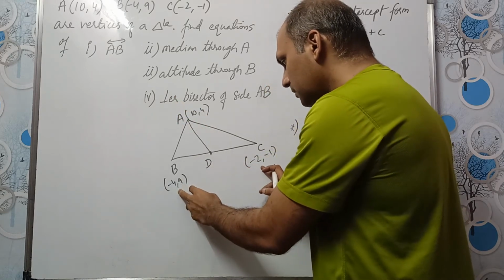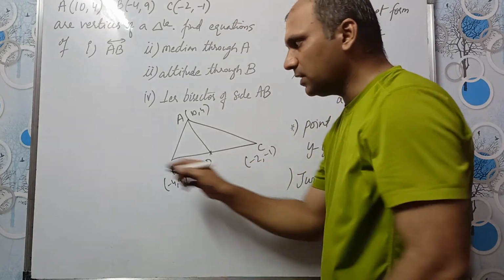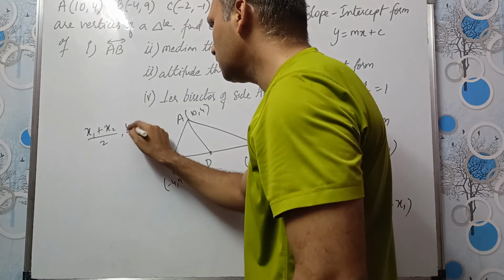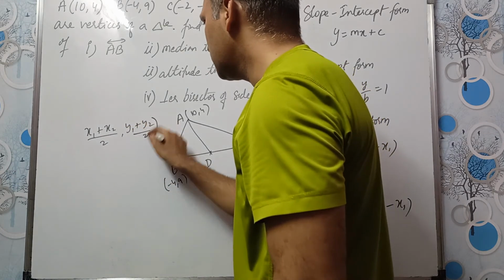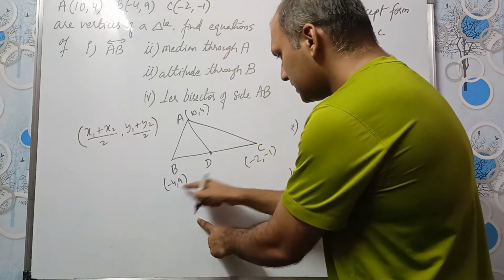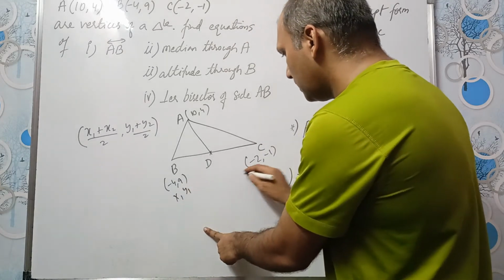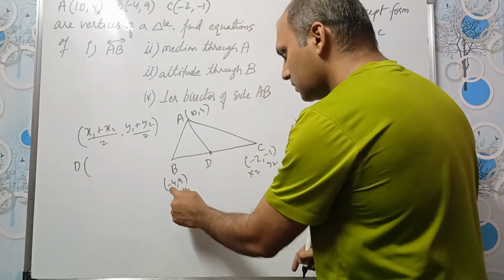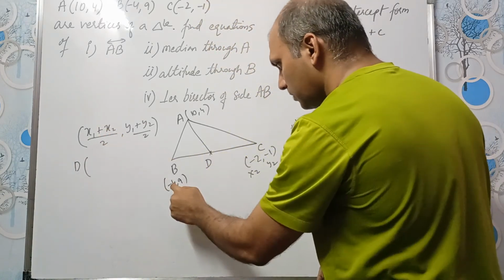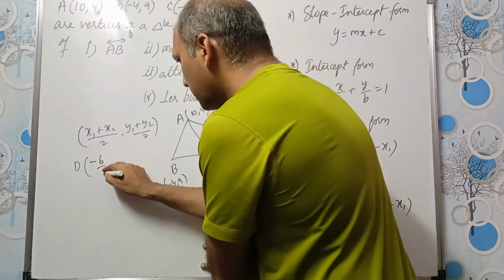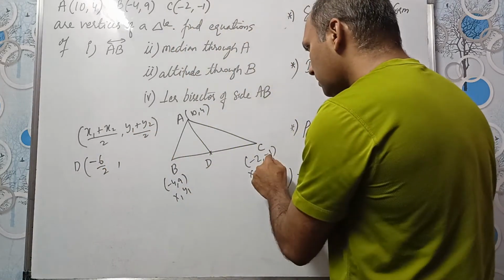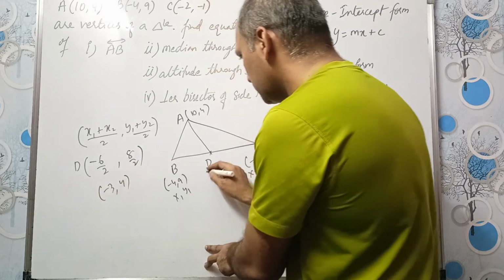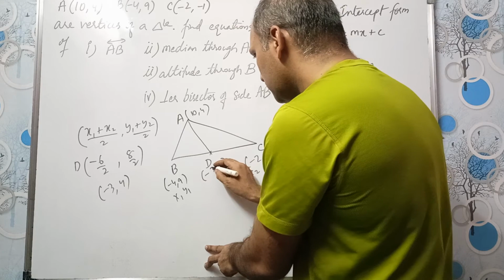So can we find the midpoint of BC using this formula from the 10th standard? x1 plus x2 divided by 2, y1 plus y2 divided by 2, this is the midpoint, right? So if you take this as x1 y1, x2 y2, D value will be x1 plus x2, minus 4 minus 2, minus 6 by 2, y1 plus y2, 9 minus 1, so this will be 8 by 2. So this is minus 3 comma 4 now.